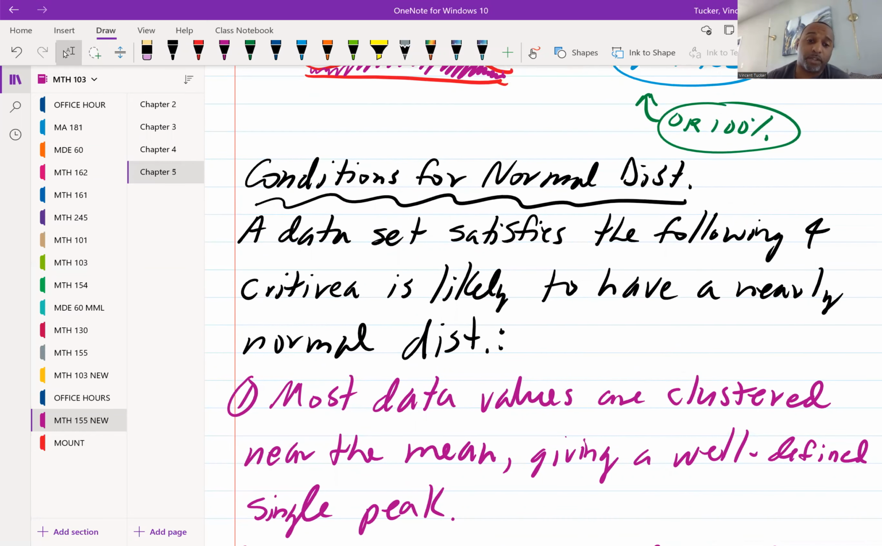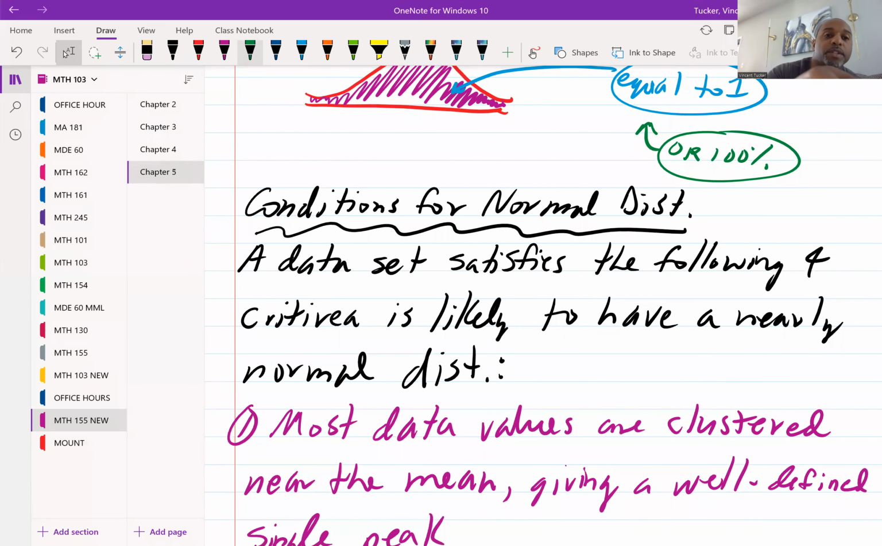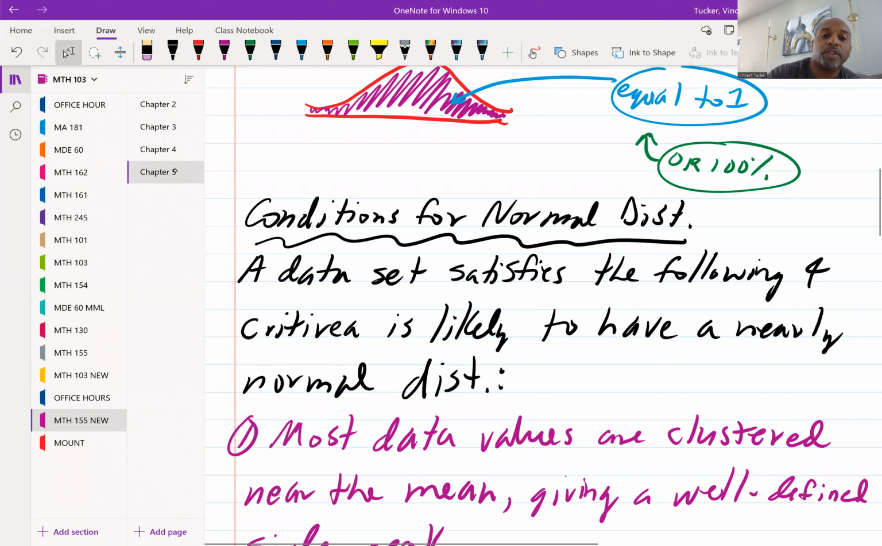So most data values are clustered near the mean, giving a well-defined single peak. So you see right here, you go here, that's the bulge, and most of your data is right there at that peak. That's all that's emphasizing.